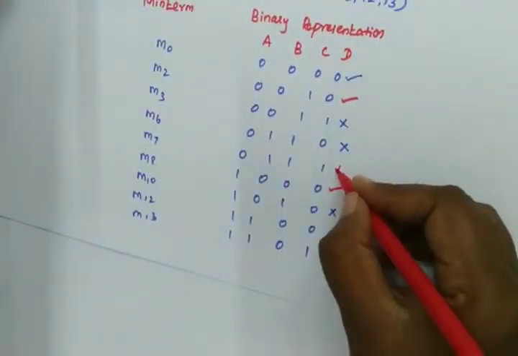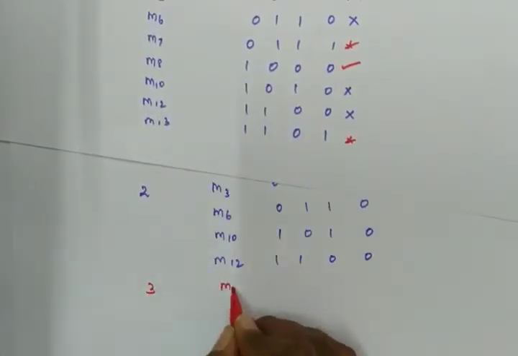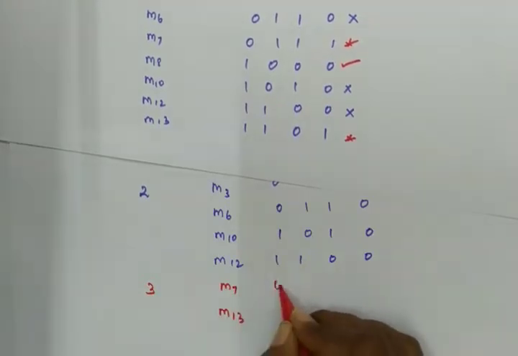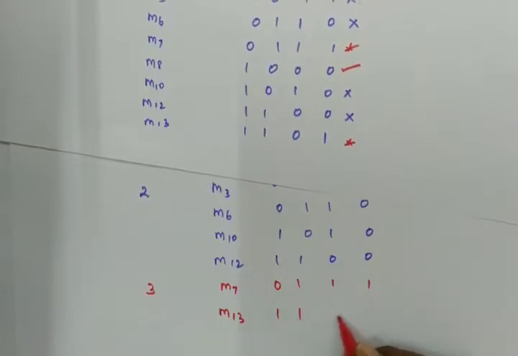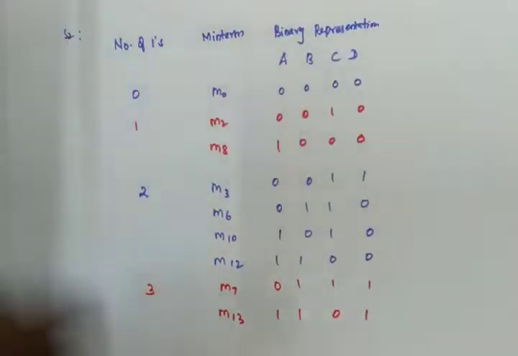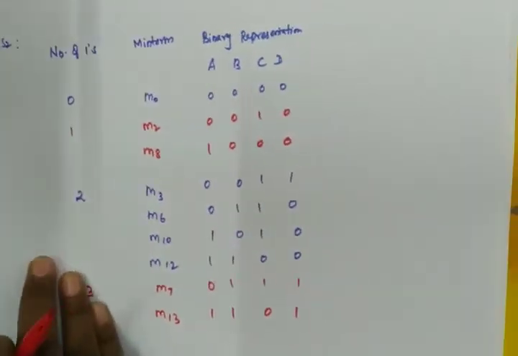Then move on to the number of ones, 3 ones. So that is 3 ones, M7, and here we have M13. So 3 ones, M7, M13. M7 is 0, 1, 1, 1, and 13 is 1, 1, 0, 1. So this is our step 2. Then the next one is step 3.